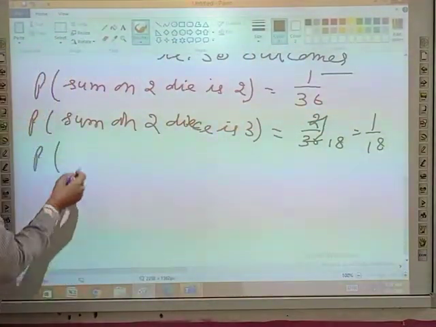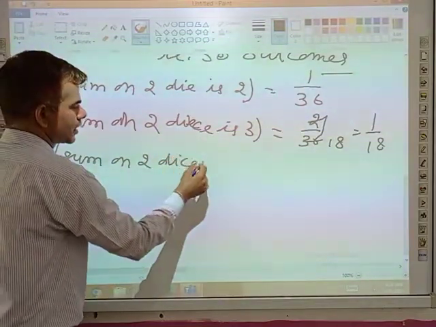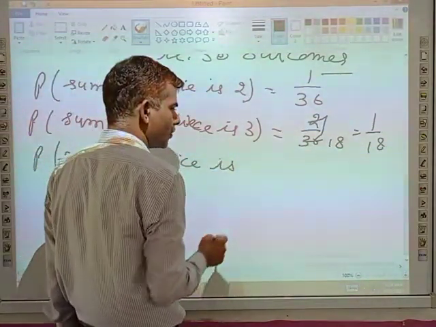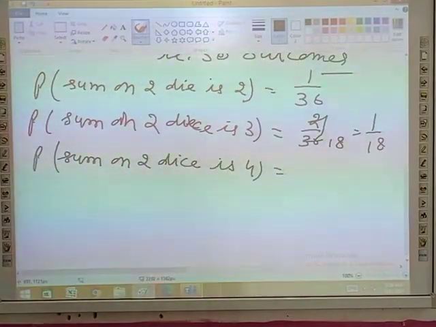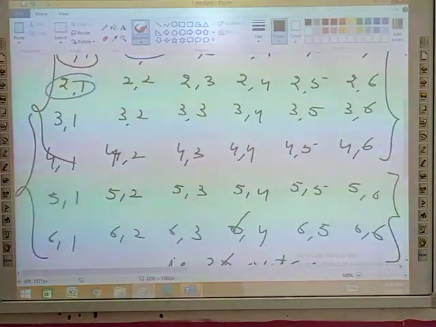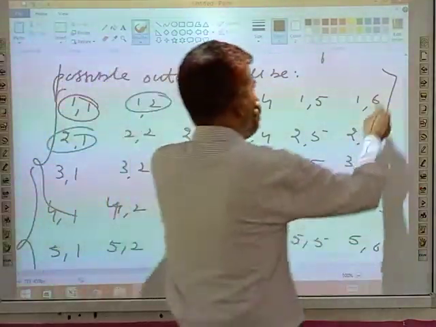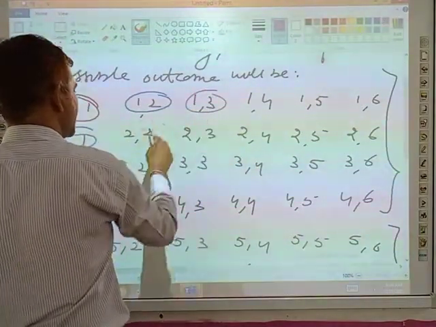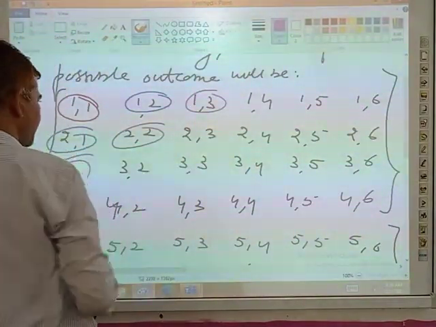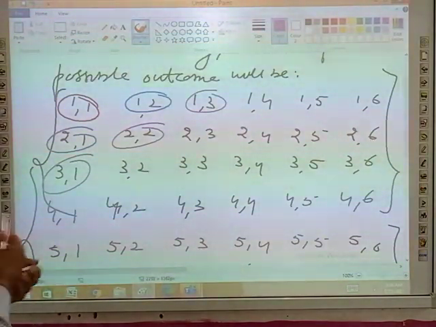Probability that the sum on 2 dice is 4? How many cases? 3: 1 3, 2 2, and 3 1. So 3 by 36, that is 1 by 12.